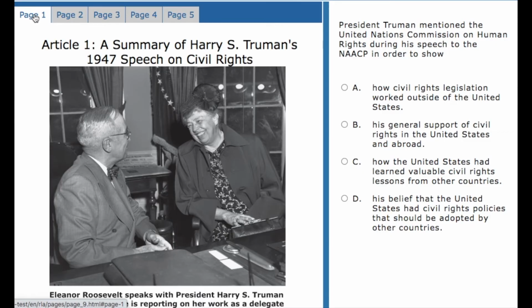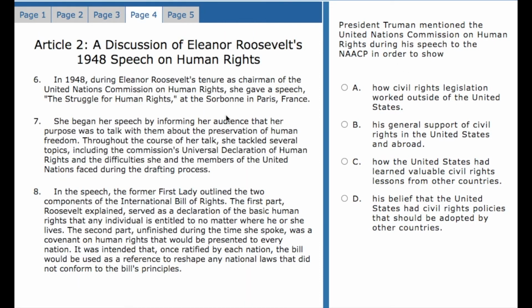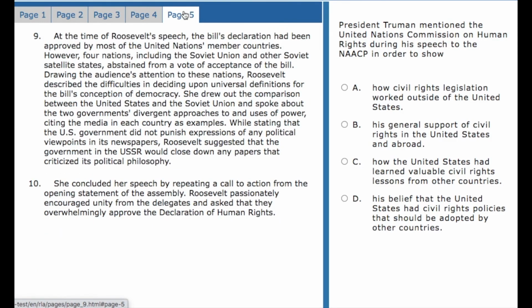Say you were running out of time and you didn't have time to read the whole passages, you would still hopefully know, just by doing a little pre-reading here, that if you want to look for the answer to a question dealing with Truman, you'd want to look in Article 1, and vice versa with Eleanor Roosevelt, okay? So we already have a good idea here kind of what this is about, but we can keep going. Just look at the conclusion here. She concluded her speech by repeating a call to action from the opening statement of the assembly. Roosevelt passionately encouraged unity from the delegates and asked that they overwhelmingly approve the Declaration of Human Rights.